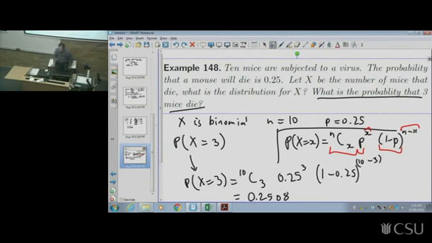So, using my cheat option of using Excel to get the answer for me, I think the answer is 0.2503. Now, you won't have Excel in your exam.